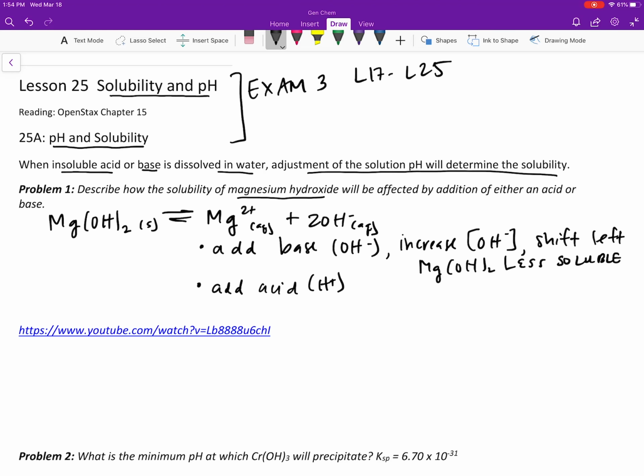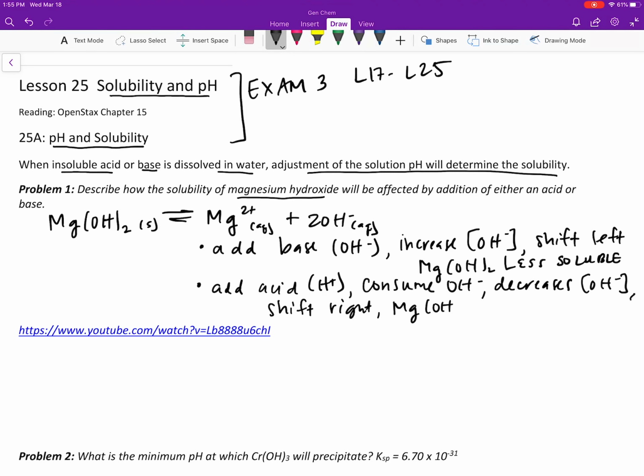If I add an acid, you might guess the opposite is going to occur. And you're right, because I'm adding an acid, which is a proton source. It's going to consume the OH, which essentially decreases the OH concentration, and the opposite is going to happen. The reaction is going to shift right to produce more OH because some of it was consumed, and this is going to make it appear that Mg(OH)2 is more soluble.